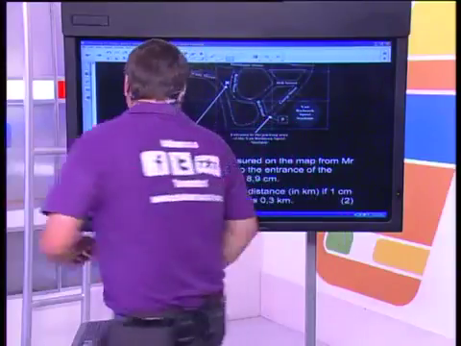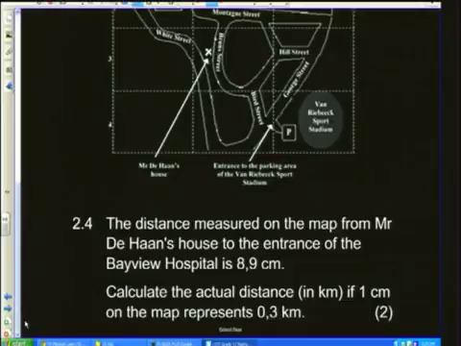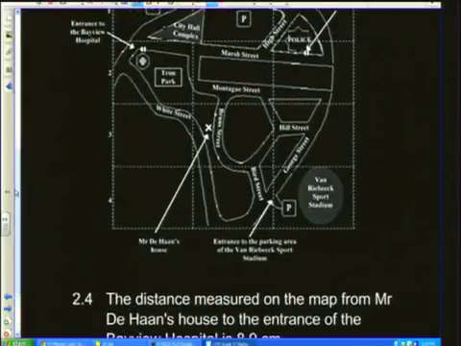But I'm going to show you today a wonderful way of overcoming any problems to do with scale. Let's read the question. The distance measured on the map from Mr. Dahan's house to the entrance of Bayview Hospital is 8,9 centimeters. So, there's the hospital entrance, there's Mr. Dahan's house, and we're told the distance is 8,9 centimeters.